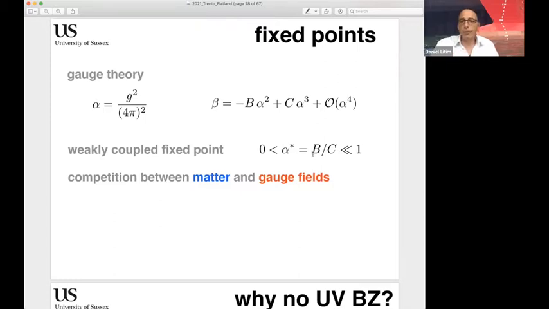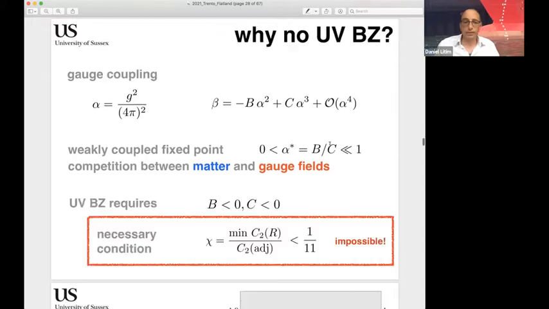However, if we want this fixed point to be ultraviolet, we need b to be negative, so the beta function to start out positive. And therefore, we would need c, the two loop coefficient, to be negative. However, it turns out there does not exist a single quantum field theory where that can be achieved. And the reason for this, if you really boil it down into equations, you realize that a necessary condition would be that the quadratic Casimir of, say, your scalars, which are charged under the gauge group, must be smaller than the quadratic Casimir of the gluons by a factor of 11.